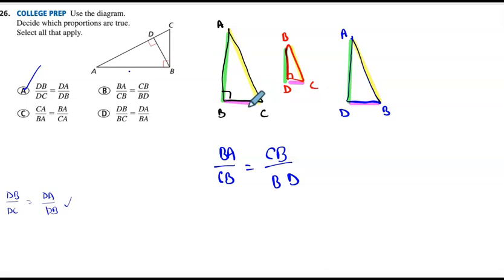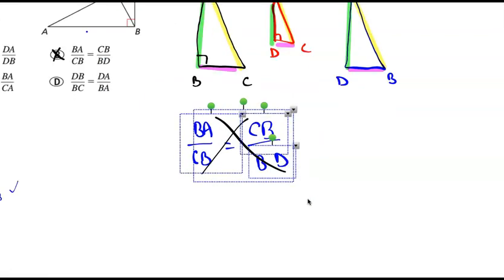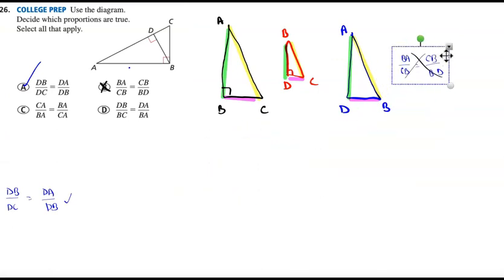If you're going big to small, then you need another ratio of big to small, not small to small. So that doesn't work. So no B. Let's group this one. Sorry. Let's group this. That one did not work.